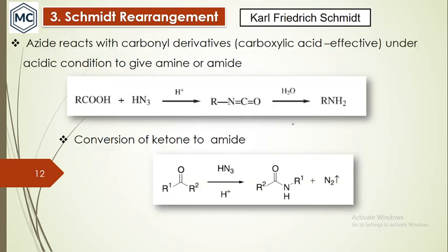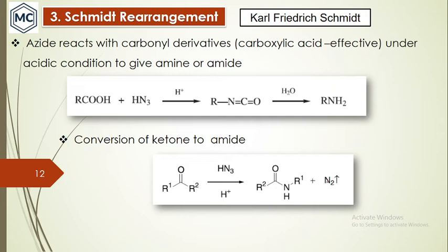Right? Okay, the third reaction is the Schmidt reaction. This is named after Carl Friedrich Schmidt. In this reaction, the difference is you are starting with a carboxylic acid or a carbonyl derivative that reacts with azide. Usually this is most effective with carboxylic acid, and under acidic condition it gives amine finally. This is used for the conversion of ketone to amide also, that is shown here.